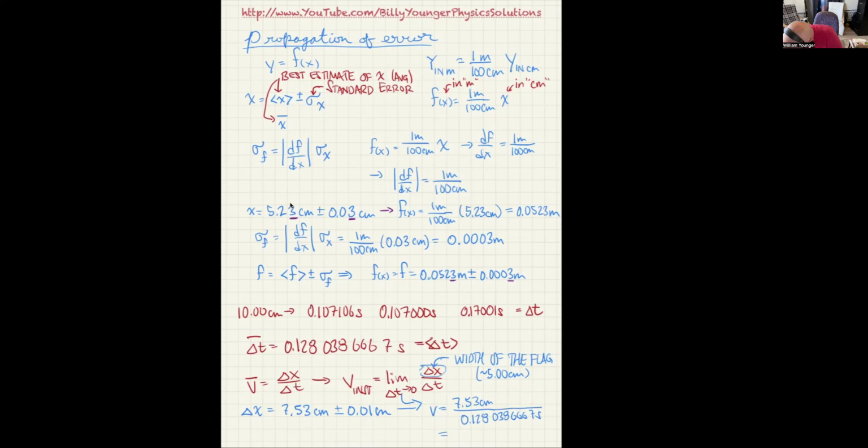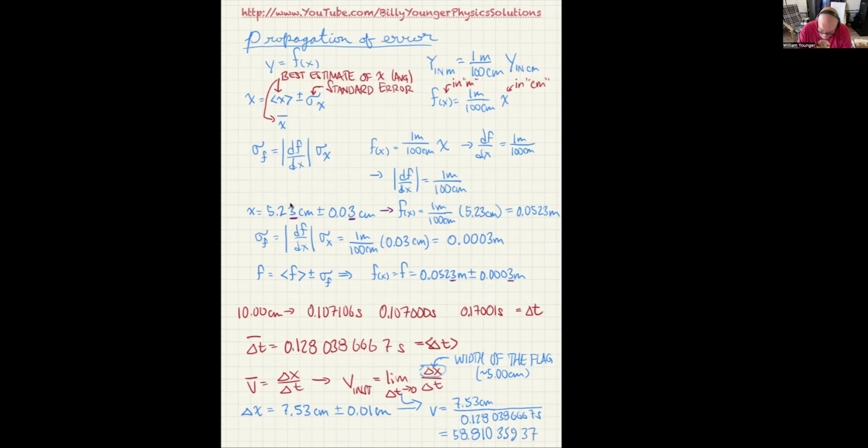When you do that, you get 7.53 divided by, and I'm just going to pull the same answer I just did, and I get 58.810,359 and 3.7.